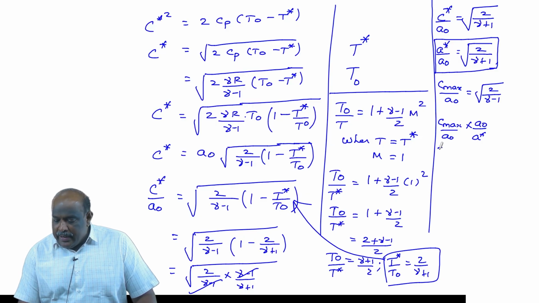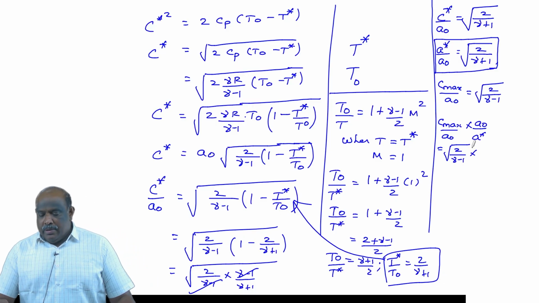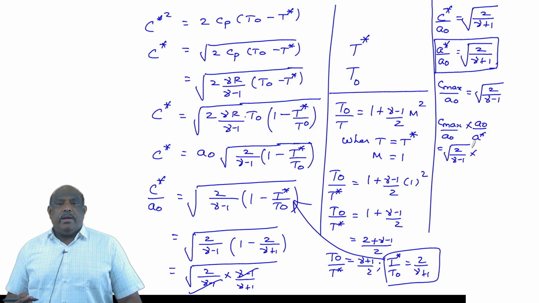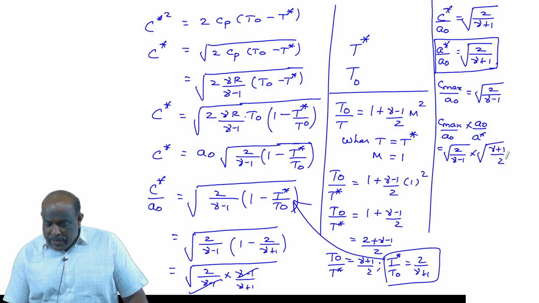What is C max by A naught? Square root of 2 by gamma minus 1. What is A naught by A star? The reciprocal of this term, because A star by A naught is square root of 2 by gamma plus 1. So A naught by A star will be equal to the reciprocal, which means these two get cancelled.